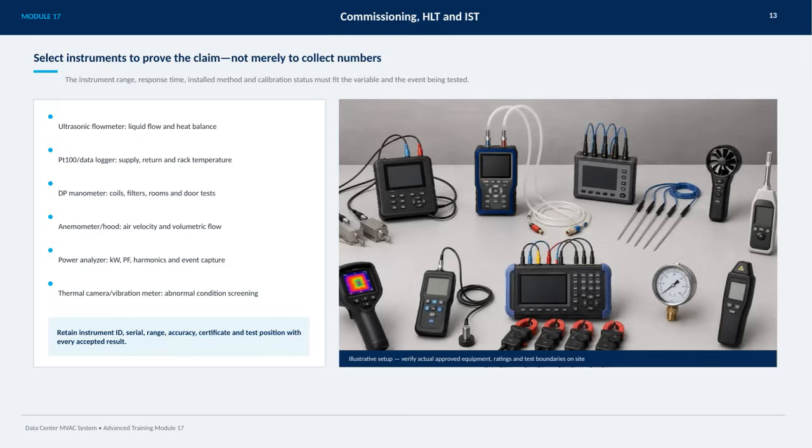When selecting instruments for testing, it's crucial to choose devices that not only collect data, but also truly prove the claim being made. The range, response time, installation method, and calibration status of each instrument must align with the specific variable and event you're testing.